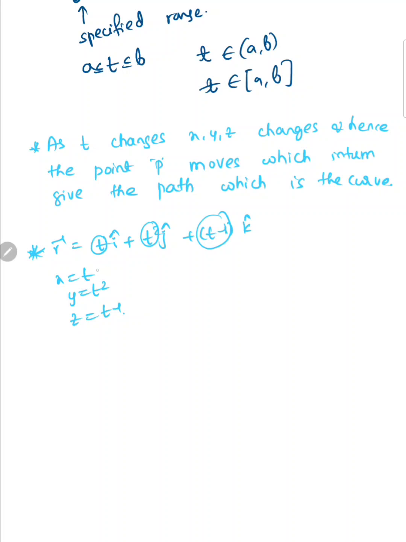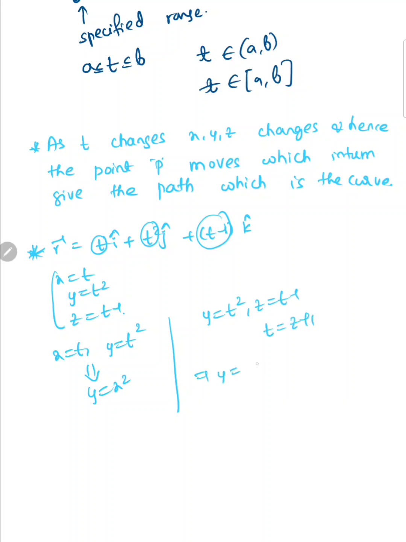To know geometrically what the curve exactly is, we will consider two of the equations among these three. First we consider x is equal to t and y is equal to t square. This gives y is equal to x square, which is a curve in a plane. Then we consider y is equal to t square and z is equal to t minus 1. This gives t is equal to z plus 1, so y is equal to (z plus 1) whole square. If we take x equal to t and z equal to t minus 1, then we get z is equal to x minus 1.